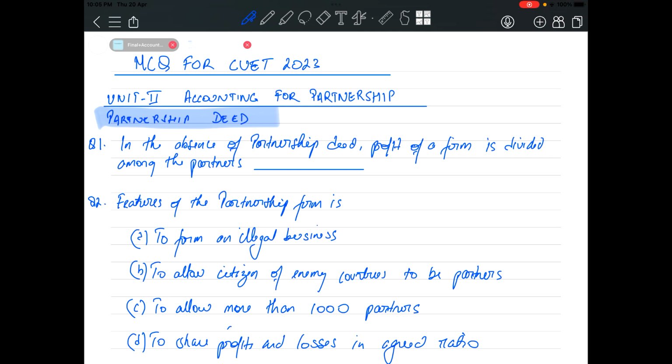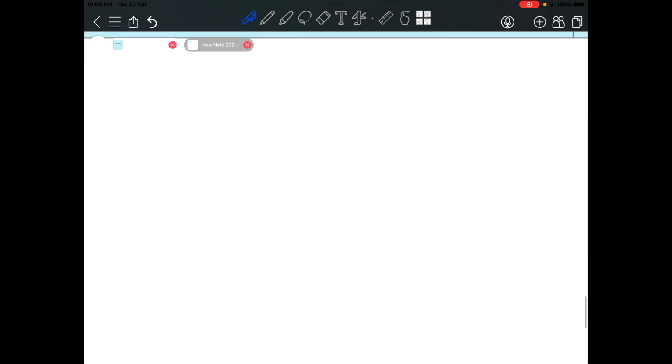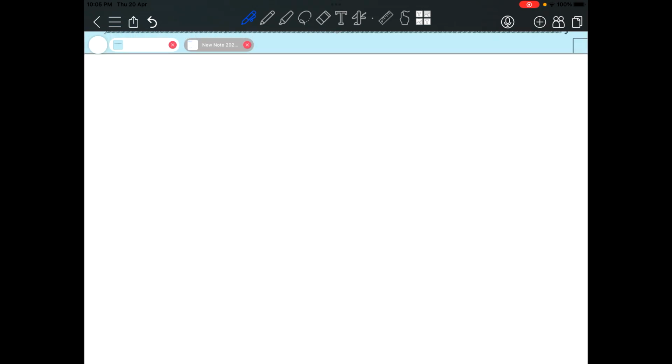So basically let me give a brief introduction on what is partnership deed. Partnership deed is a very important document, which governs the rights and responsibility of a partner in a partnership firm. Now I will not discuss everything in detail. I will just discuss the important parts from your exam point of view.